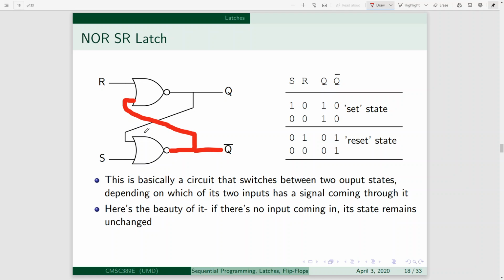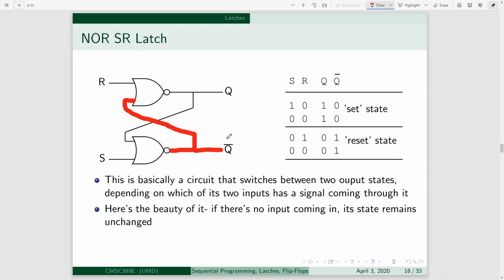So this is our initial state, right? And our initial state can go either way. I want to emphasize that our initial state can go either way. And we're going to start off in Q bar, and we're going to call that our reset state.